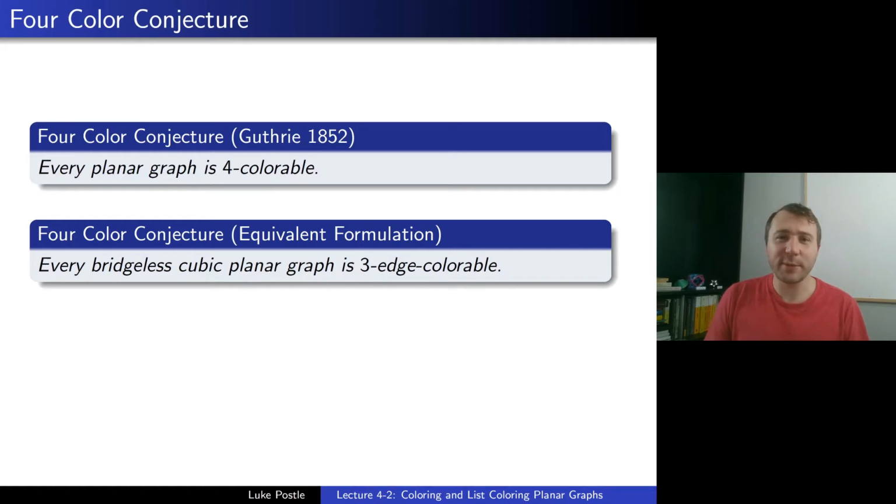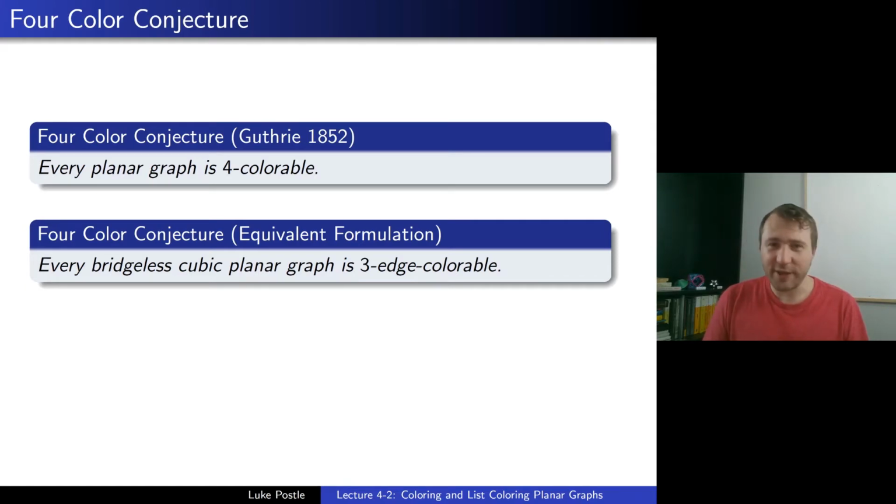So by Vizing's theorem, we know they'd have edge chromatic number at most four, and at least three, because they might, for example, be K4. But can you actually do it with three colors? And it turns out that conjecture is an equivalent formulation of the four-color conjecture. So in case you didn't know that, very nice. So tying back in with edge coloring.